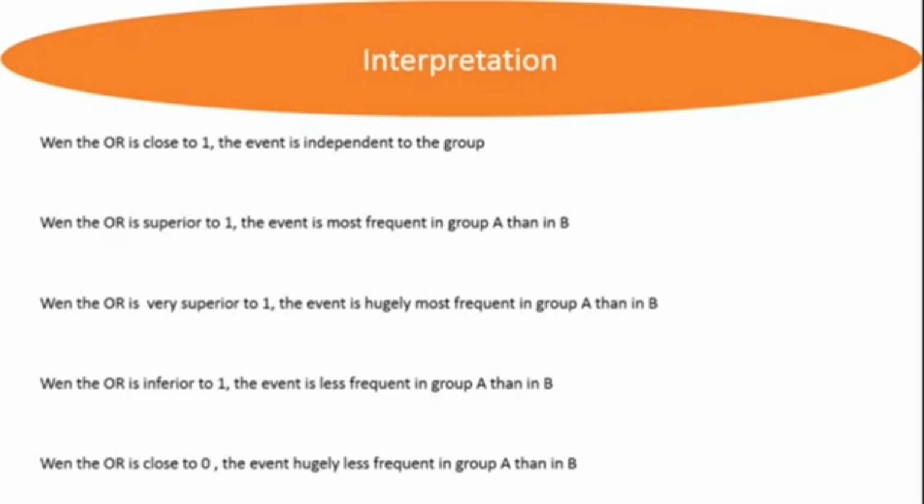That means that when you are in group B, you tend not to develop a disease. And the last case is when the odds ratio is close to 0. That means that the event is hugely less frequent in group A than in group B.